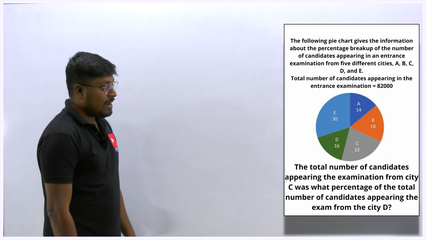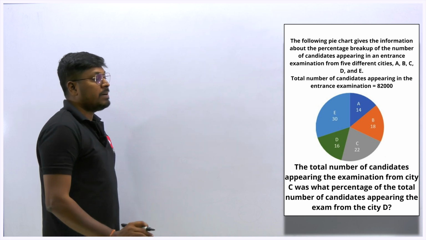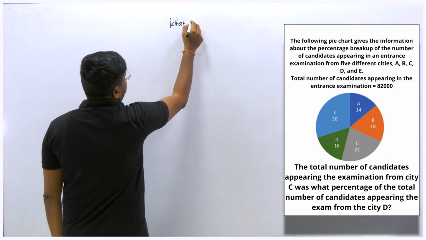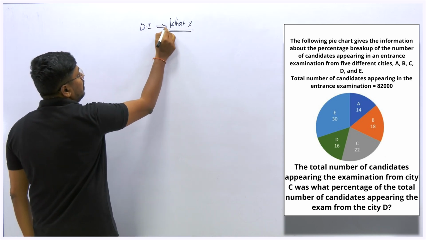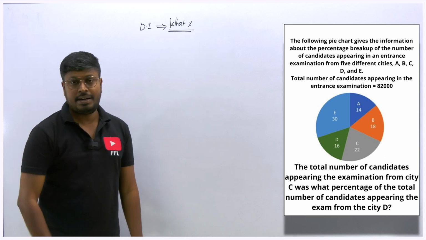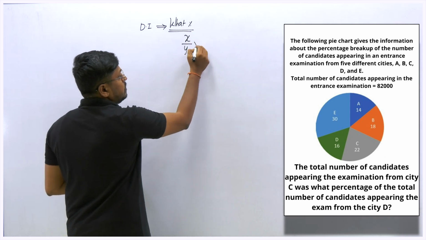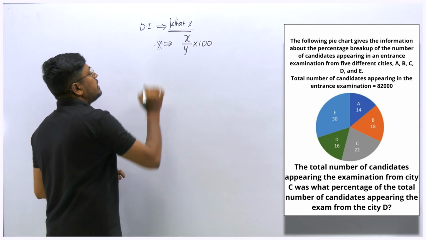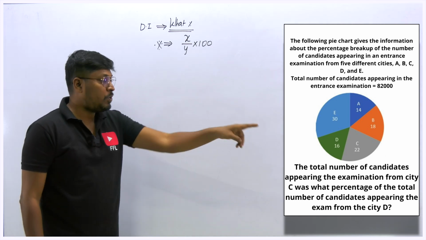The total number of candidates appearing for the examination from city C was what percentage? Again you see the words what percentage, right? In many of the videos I have told you, in data interpretation there are 2 important formulas. One is only what percentage, and the second is what percentage more or less. If you find only what percentage, the formula will be x by y into 100. Never forget this formula if you are preparing for any competitive exams, right? The x will be the numerator value.